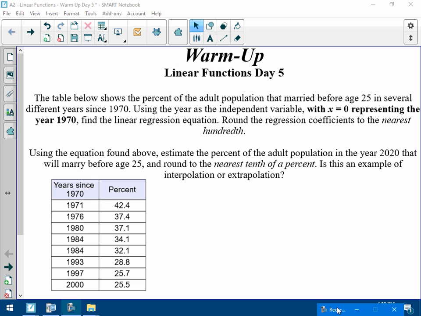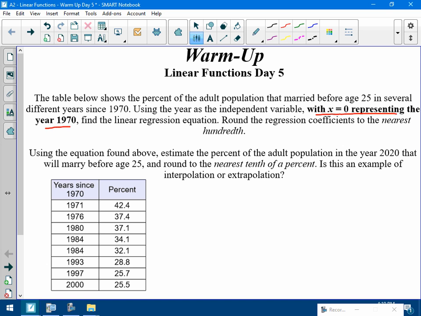It says the table below shows the percent of the adult population that married before age 25 in several different years since 1970. Using the year as the independent variable, so that's x, with x equals 0 representing the year 1970, find the linear regression equation. Round the regression coefficients to the nearest hundredth. So before we read the second part, let's just get that done. Now this is a little trick that the Regents seems to like to pull every once in a while. Using the year as the independent variable with x equals 0 representing the year 1970.